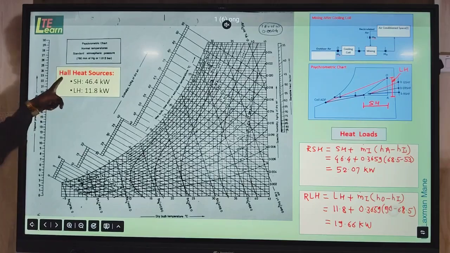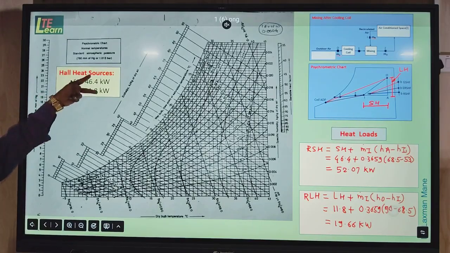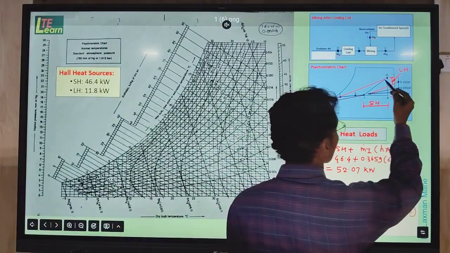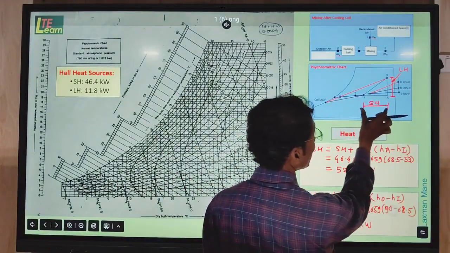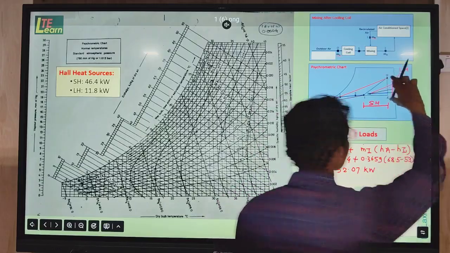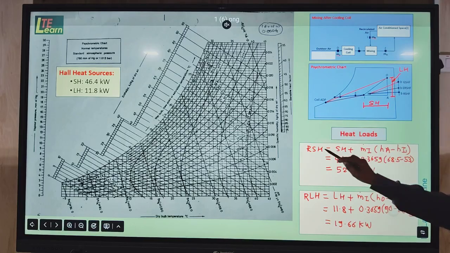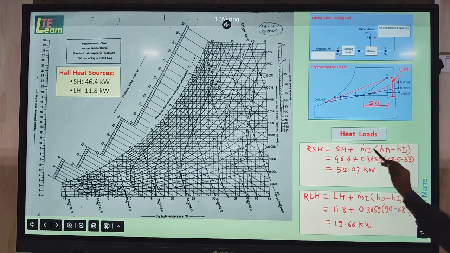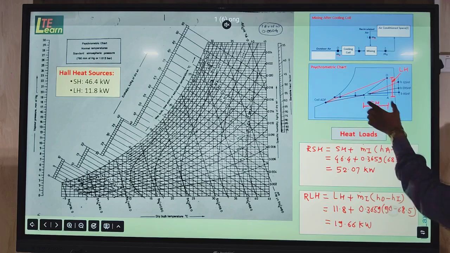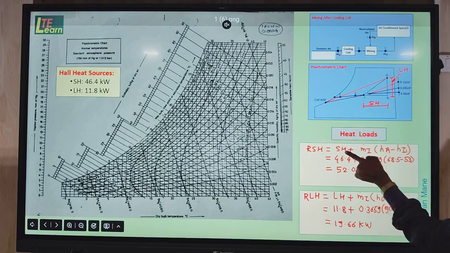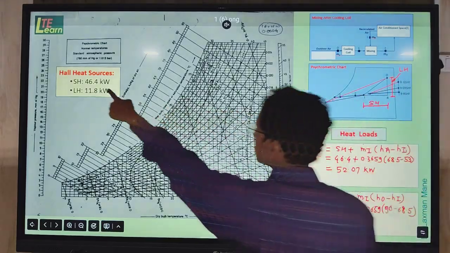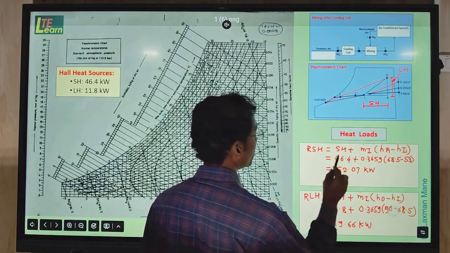Now here in the given data, all heat sources are given as sensible heat and latent heat in kilowatt. If you see this triangle, this I to A part is the sensible heat and this OA part is the latent heat. So in the room, the heat load considering the infiltration load, the sensible part, we can get by adding m dot I multiplied by this sensible heat, HA minus HI, to the sensible heat given. So this is the room sensible heat calculation.